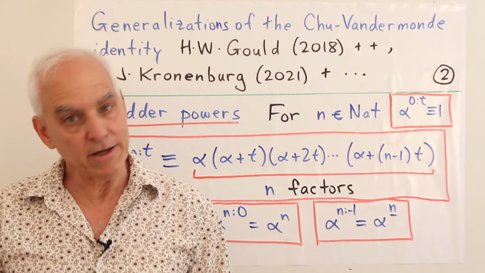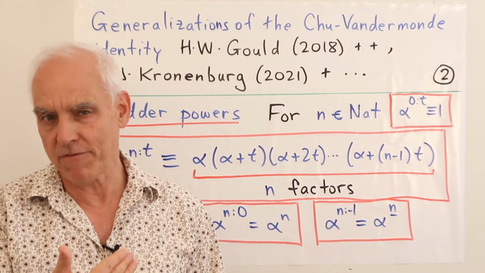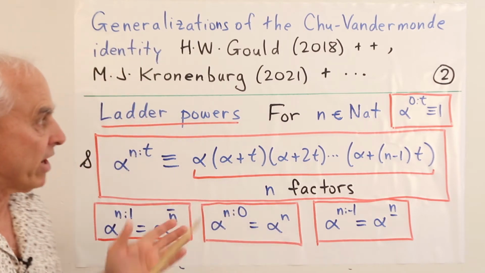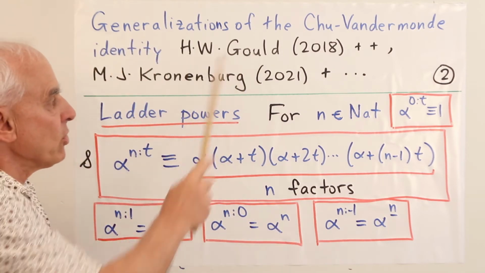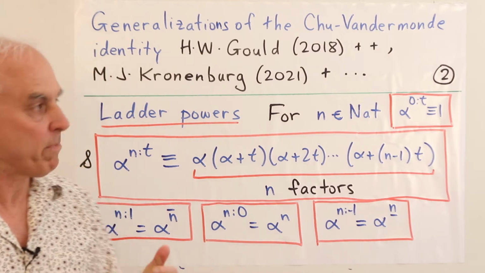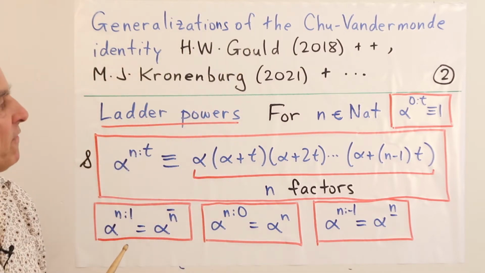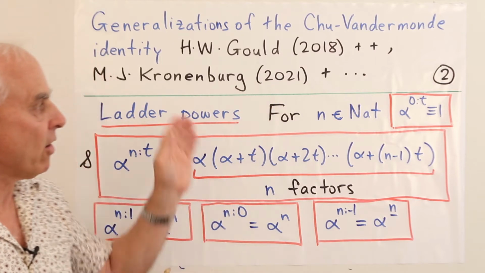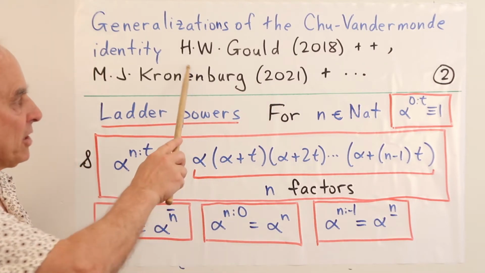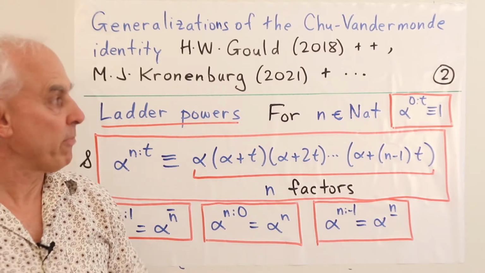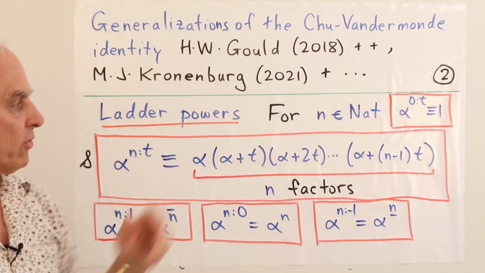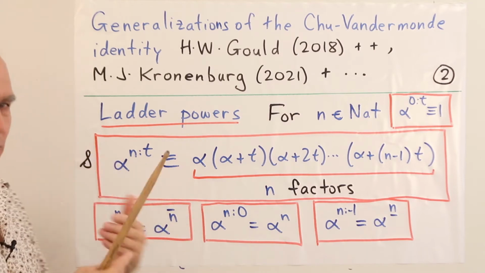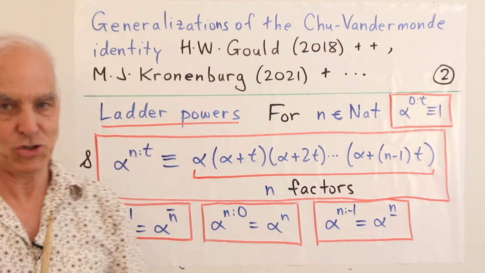The Chu Vandermonde identity is, of course, so important that many people have thought about generalizations or variants of it. Even very recently, H.W. Gould in 2018 wrote a paper involving a generalization of the formula, and M.J. Cronenberg in 2021 also wrote a paper. And in fact, Professor Gould has a lot of papers over quite some years in this general direction. So our take is that we're going to focus on this particular approach to generalizing Chu Vandermonde.